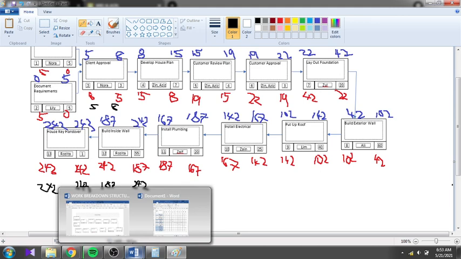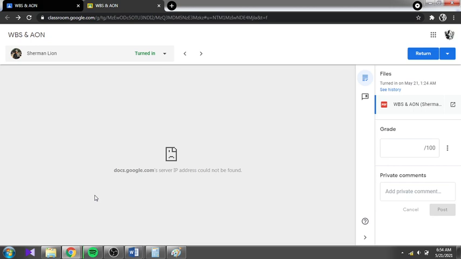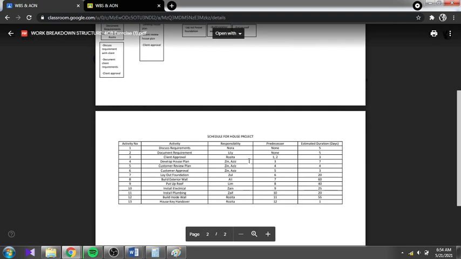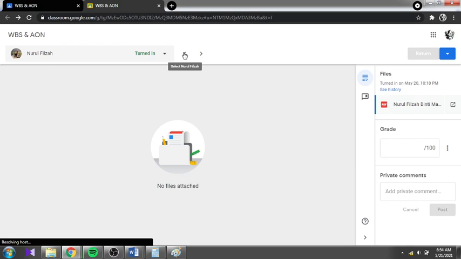Okay, finish on this, the activity and the nodes, and also the work breakdown structure and the responsibility assignment matrix. Congrats for those yang berjaya menjawab dengan betul. Okay, please revise your answer.